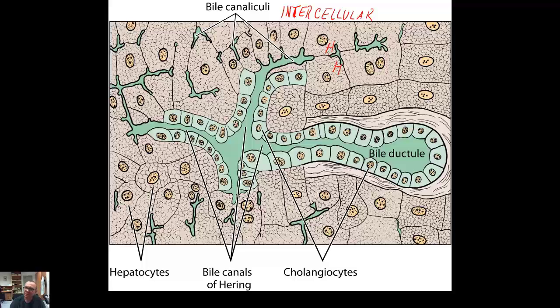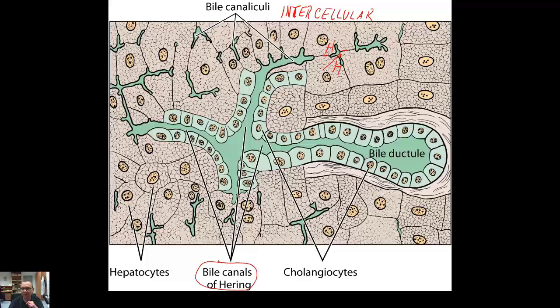They are sealed by tight junctions, so bile which is secreted into them from the hepatocyte doesn't leak through the intercellular space back to the tissue space, for example. And these bile canaliculi are joining together, gradually increasing, and suddenly they get their epithelial lining and become the bile canals of Hering.